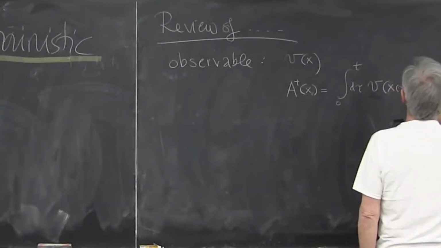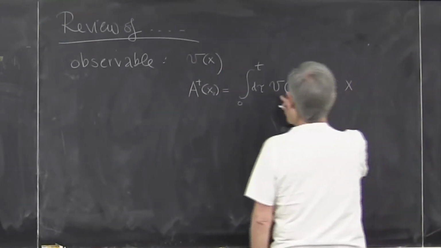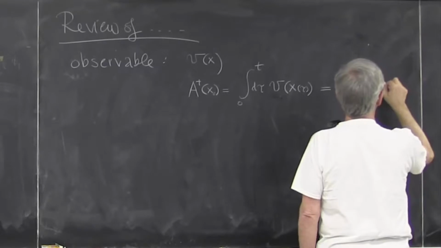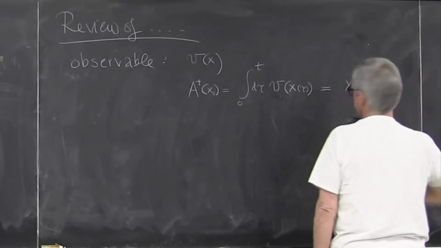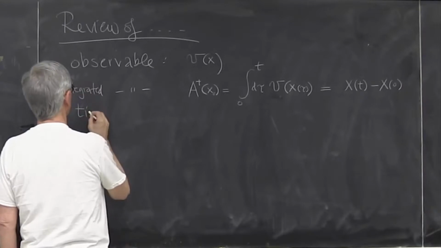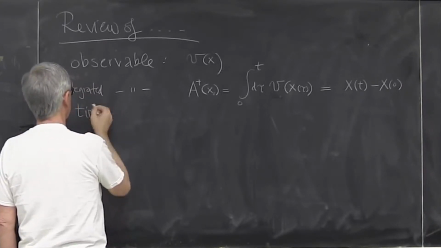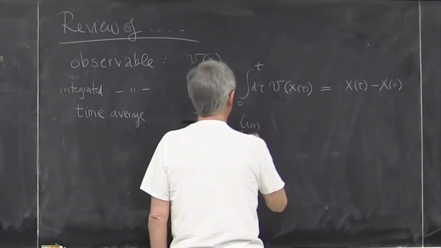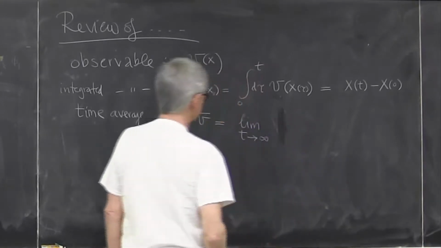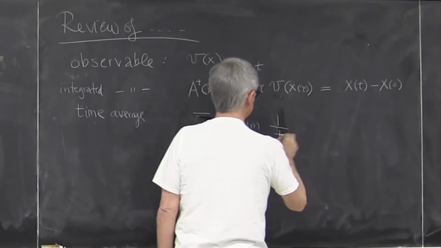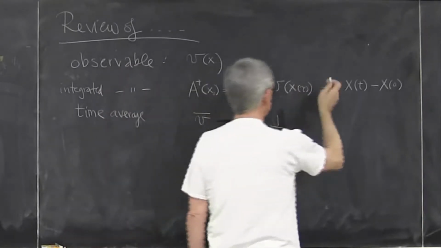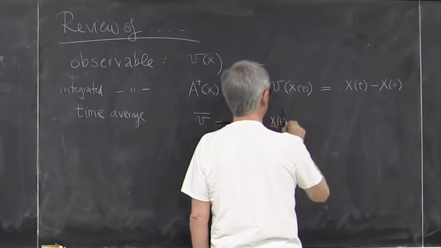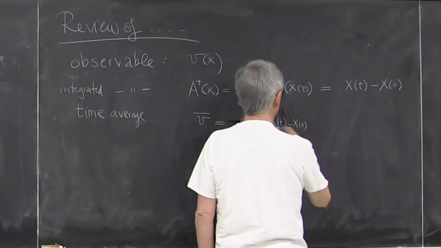This observable has a name. Integral of velocity is the position, so where we are at time t with respect to where we are at time 0. The first thing we can do, experimentally, numerically, is compute time averages. One over t, our observable per unit time, but that is just x at time t minus x at time 0.